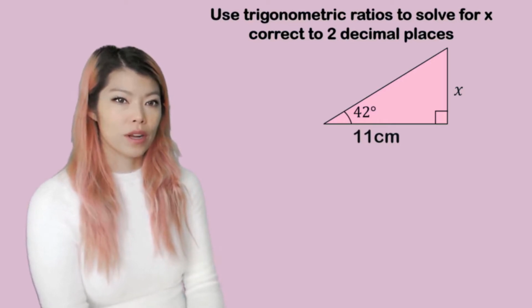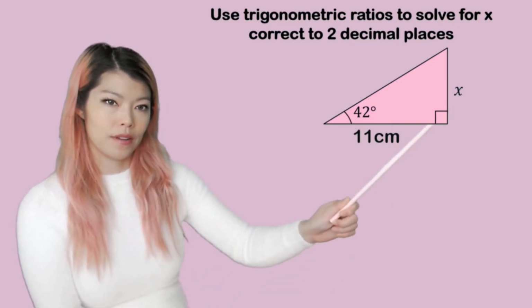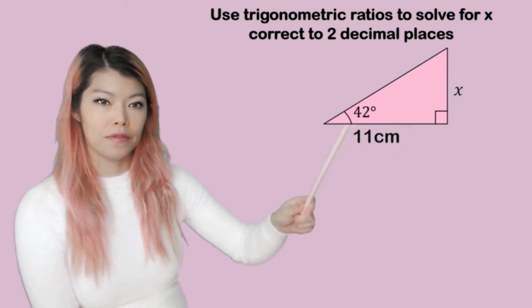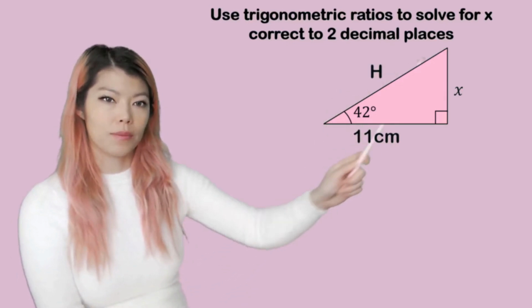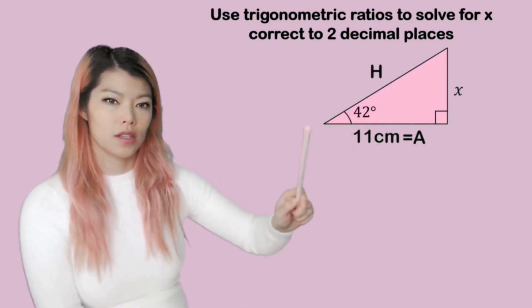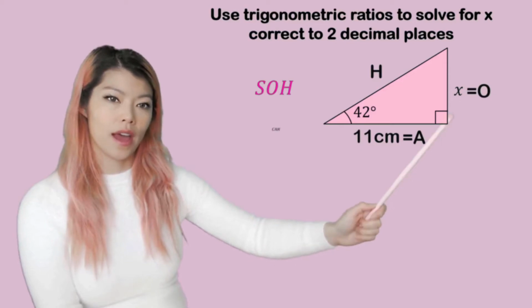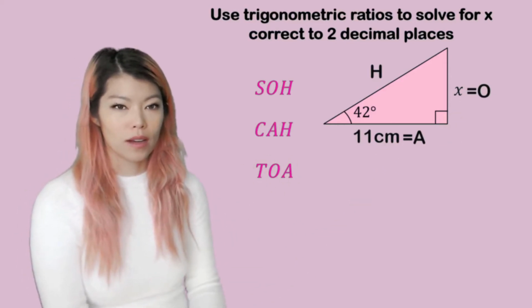Use trigonometric ratios to solve for x corrected to two decimal places. Now we have a side that we're looking for, not the angle. So we label it first. Same, the first step is always the same. We have to label it. We have the hypotenuse over here. This is next to the angle, so that's the adjacent, and that's opposite to the angle, so that's the opposite. And we're dealing with O and A. So out of SOHCAHTOA, what is O and A? It will be toa, tan.